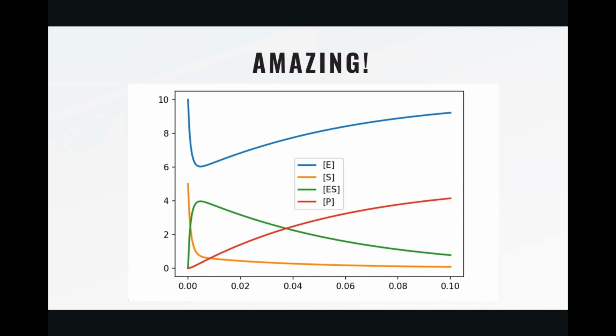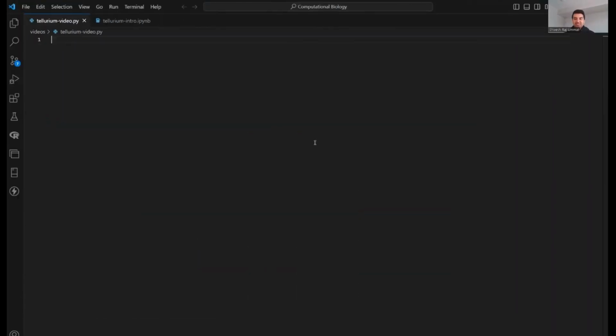Now, this is quite a simple model, and for complicated systems, it's even more dramatic what kind of difference Tellurium makes. This is also just the surface of what Tellurium is capable of. There's plenty more to explore and understand in the world of computational systems biology. And now that you've seen an example of what Tellurium can do, let's give it a try on our own.